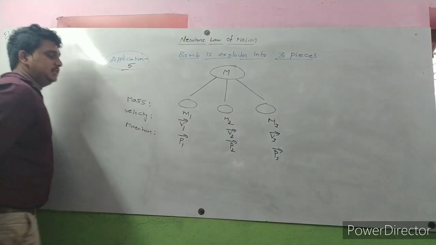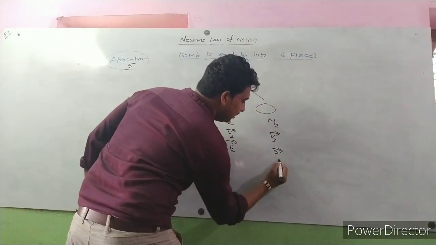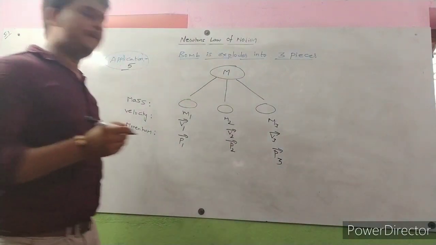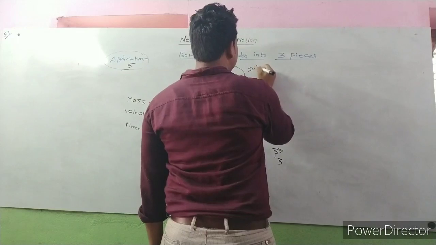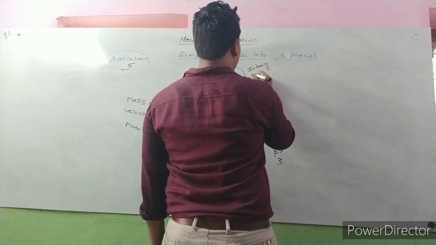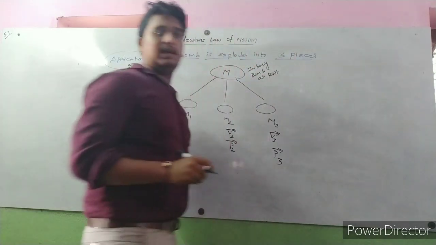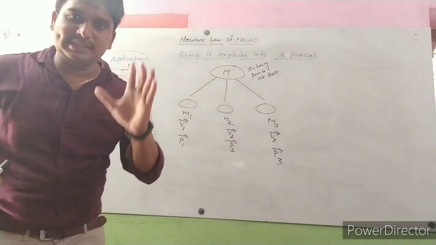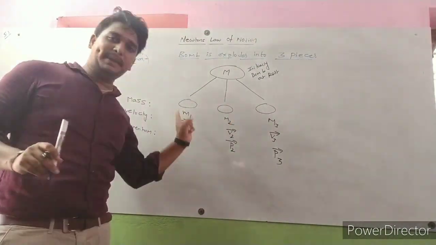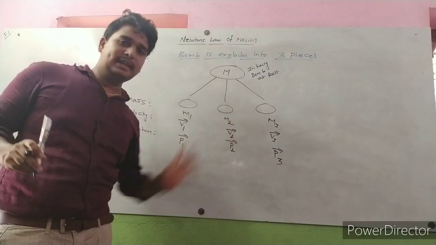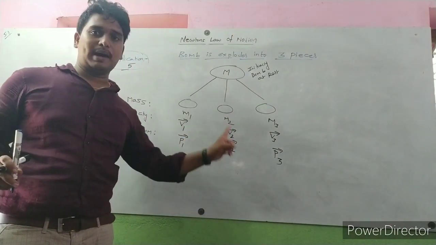Momentum of each piece: P1 bar, P2 bar, P3 bar. Initially the bomb is at rest, so this is very important. If a bomb at rest explodes into three pieces, each piece has mass M1, M2, M3, velocity V1 bar, V2 bar, V3 bar, and momentum P1 bar, P2 bar, P3 bar.